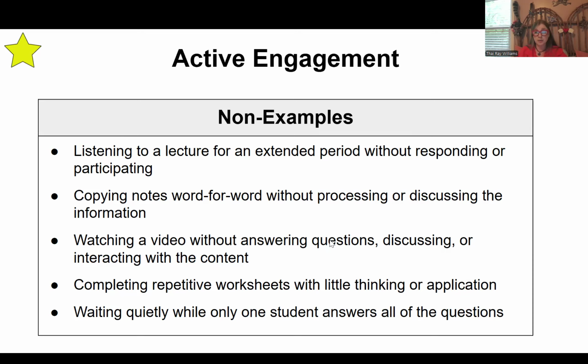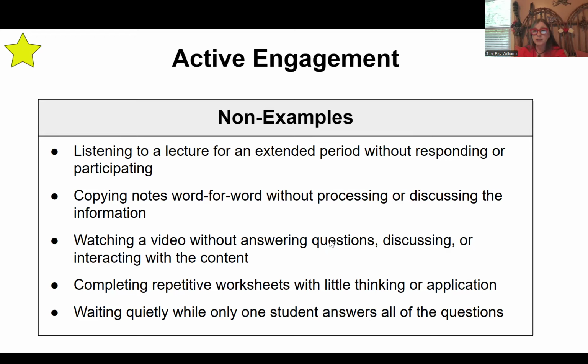So non-examples of active engagement would be a student listening to a lecture for some extended period of time and they're not responding or participating. That would be listening to a video almost, right? But we're asynchronous, so it's a little bit different. Could be copying notes word for word, but they're not doing any processing. They're not discussing any of the information that they're writing about. They could watch a video, but they're not answering any questions. They're not discussing anything or interacting with the content or others about the content.